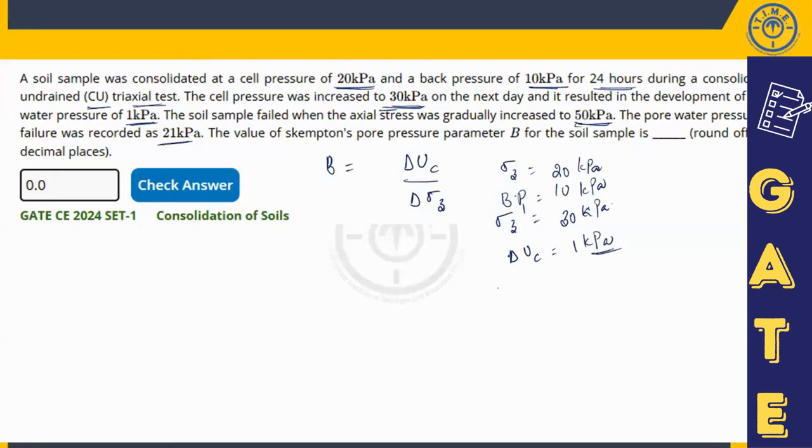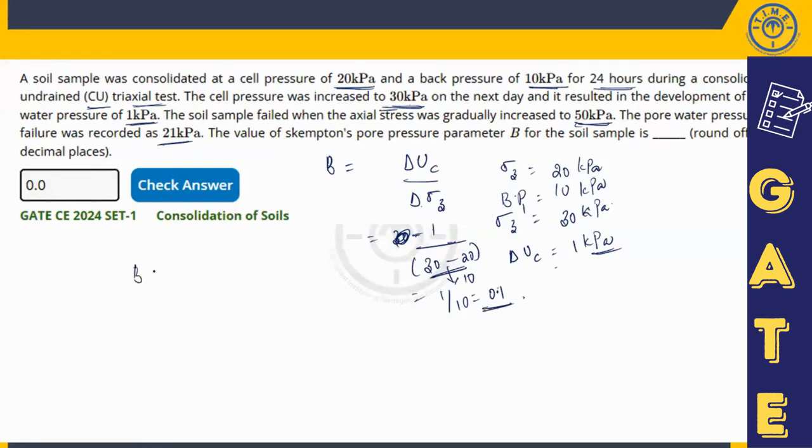And what is delta sigma 3? Pore water pressure is increased when the cell pressure was increased. Delta UC is 1 divided by delta sigma 3. How much is it? From 20 to 30, that is 30 minus 20, that is 10. That is 1 by 10. The answer will be 0.1, Skempton pore pressure parameter B.